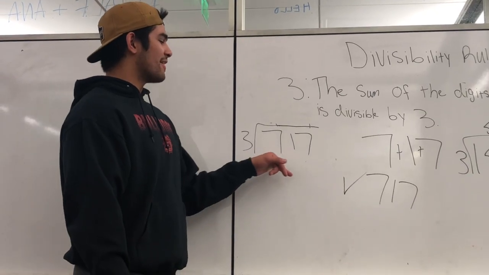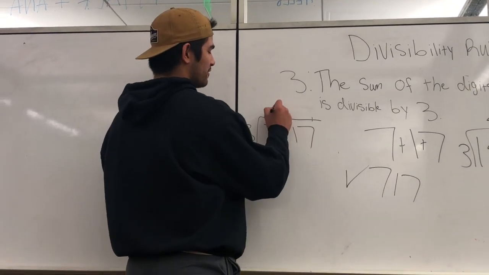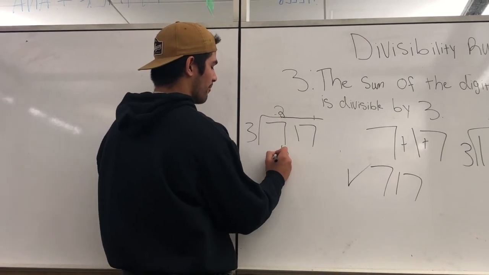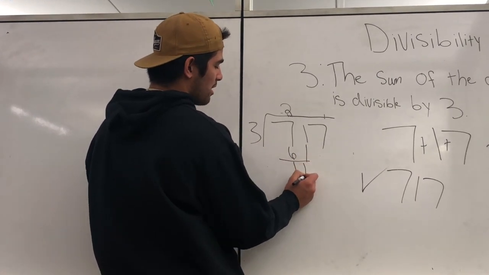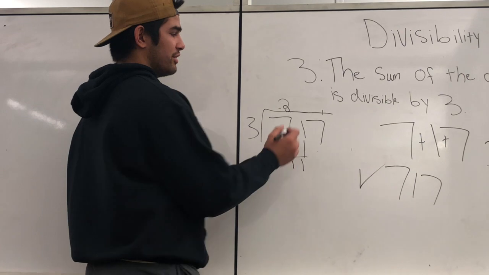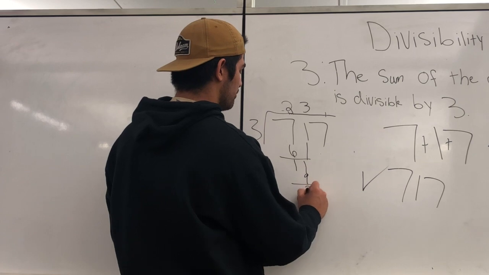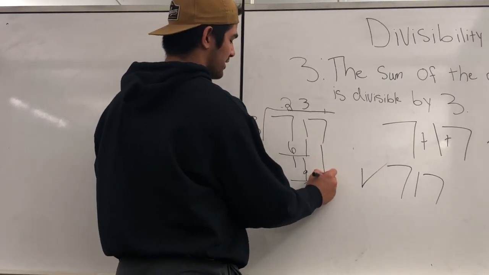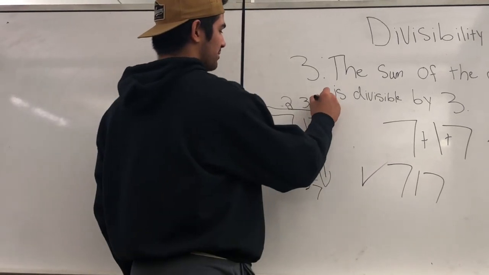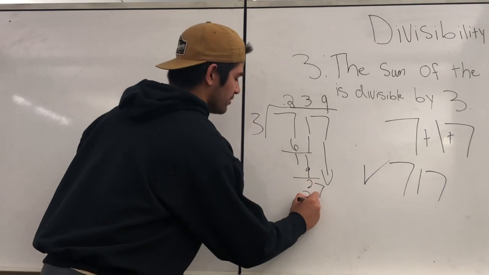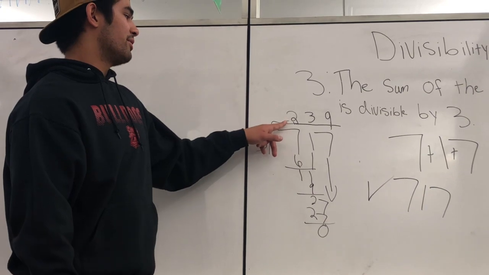So just to prove that 717 is divisible by 3, I'll do it for you guys on the board. So 3 goes into 7 twice. 2 times 3 is 6. 7 minus 6 is 1. 3 can't go into 1, so we have to bring down that 1. So 3 can go into 11 3 times. 3 times 3 is 9. We're left with 2. 3 can't go into 2, so I have to bring down the 7. So 3 can go into 27 9 times. And that is 27, and you're at 0. So 3 can go into 717 239 times.